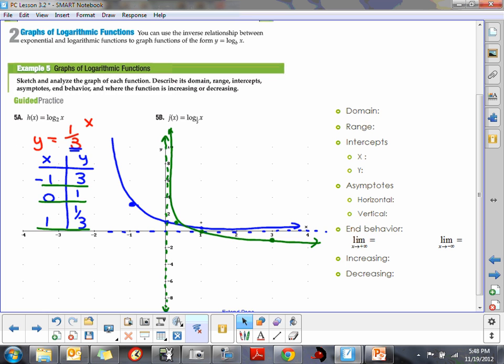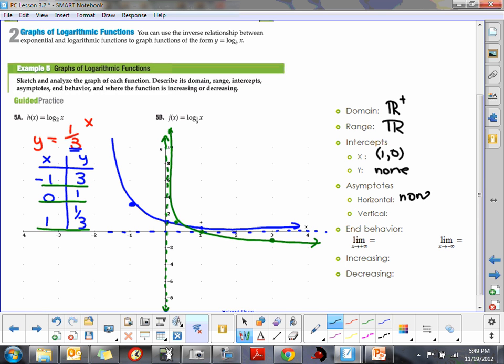So let's describe its domain. The domain is going to be the set of all positive real numbers. The range is all real numbers. The x-intercept, well, the x-intercept is still the ordered pair 1, 0. The y-intercept, there is no y-intercept. The asymptotes, there's a vertical asymptote, but no horizontal, so no horizontal. But the vertical is when x equals 0.